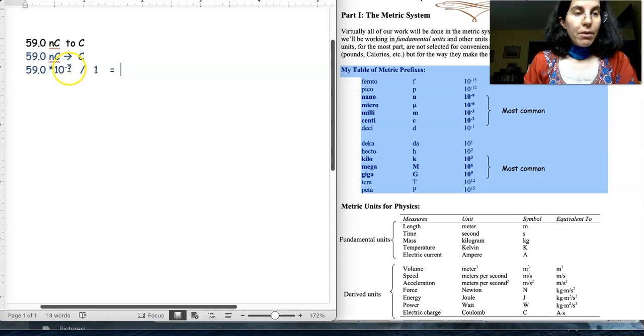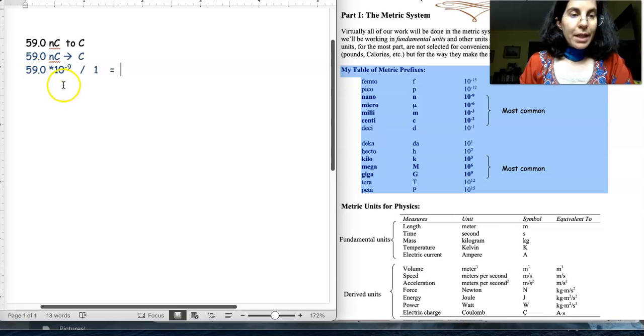10 to the negative 9th, that's 9 powers of 10. 59 is 5.9 times 10, that's 1 power of 10. All right, negative 9 powers of 10 plus 1 would be 5.90 times 10 to the negative 8th. If you type this into your calculator, you will also get 5.90 times 10 to the negative 8th.